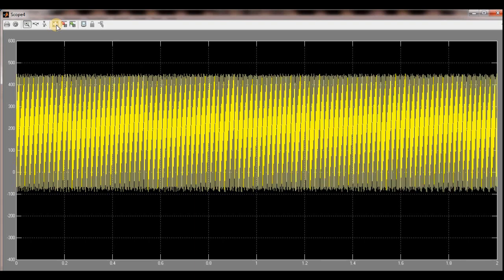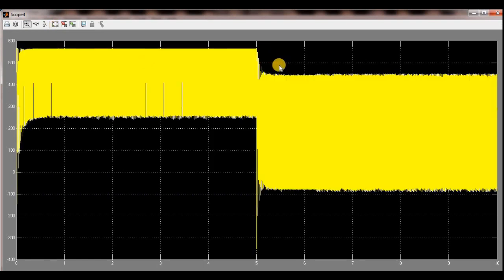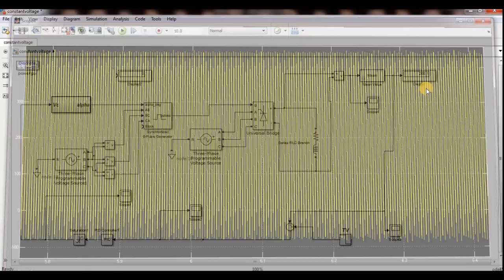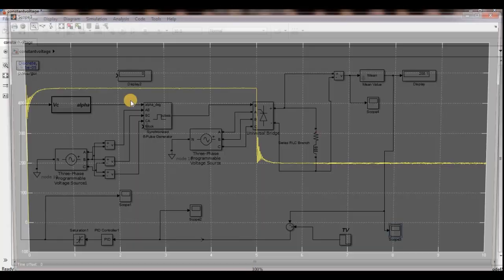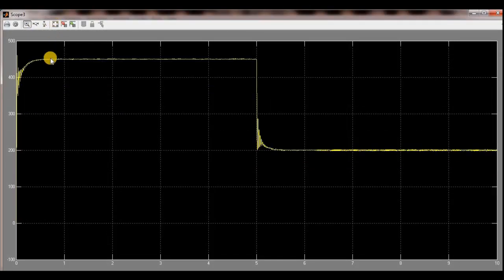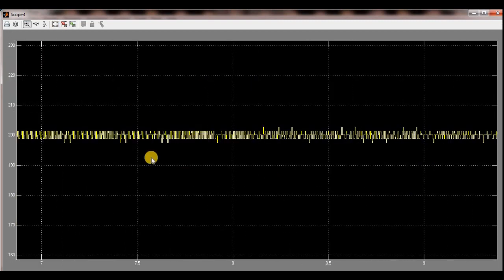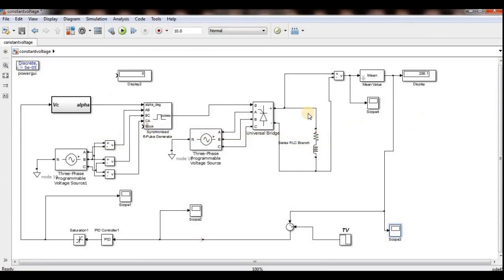This is not good for loads which are very sensitive. So generally we use some filters for that purpose. So this is the pulsating output, but this is the average. See, I required initially 450, so I am getting exactly 450, and after that I am getting 200. This is for constant voltage application.